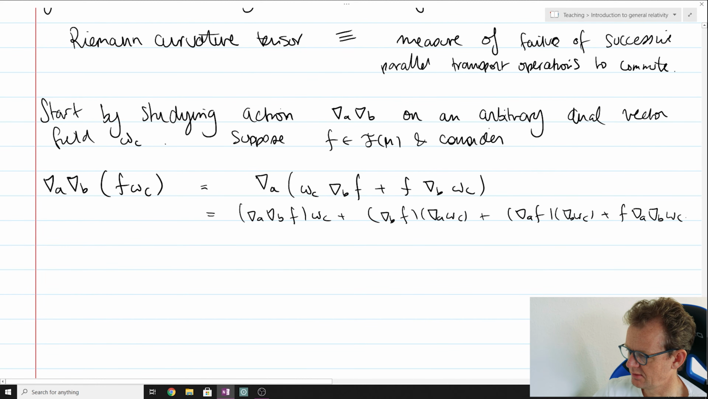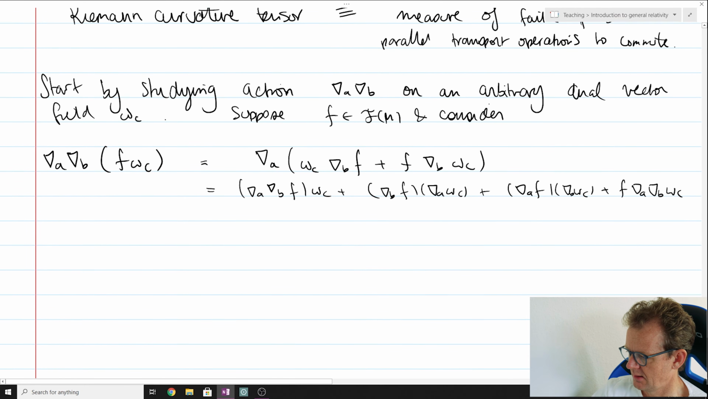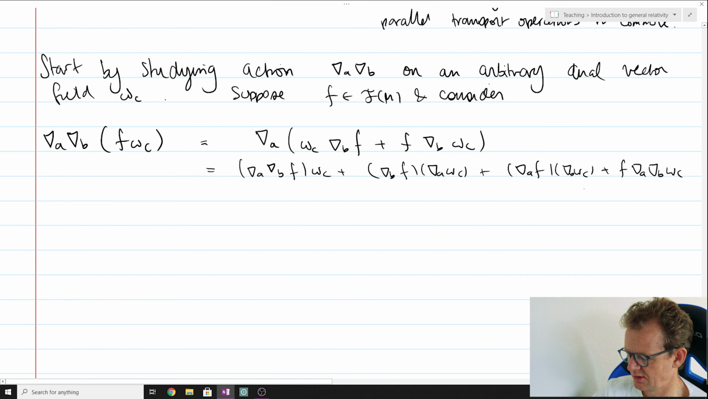And note that this is going to enjoy some interesting properties. In particular, the first term here, because we've assumed our derivative operator is torsion free, we know that delta A, delta B, F will be the same as delta B, delta A F. And the two terms in the middle, had we done B then A, we would have gotten the same two terms in the middle. And in fact, the only term that would differ, if we had changed the order of these parallel transport operations, is the last one.